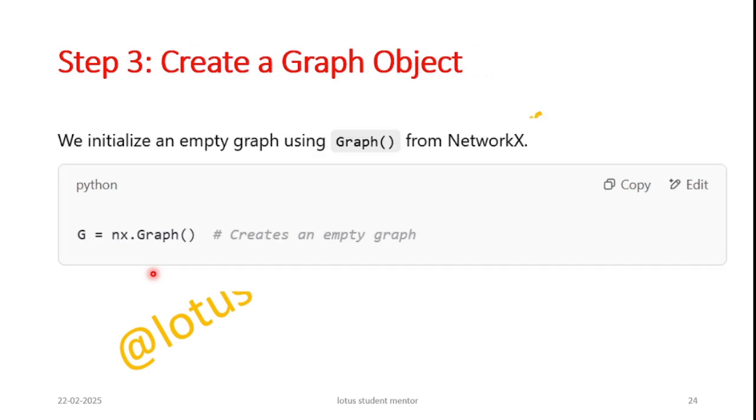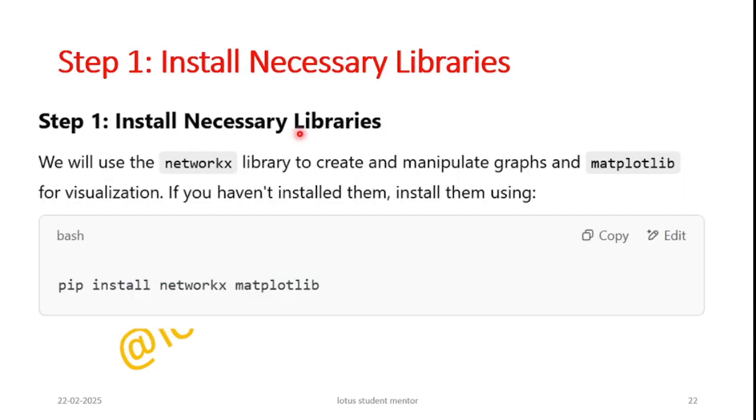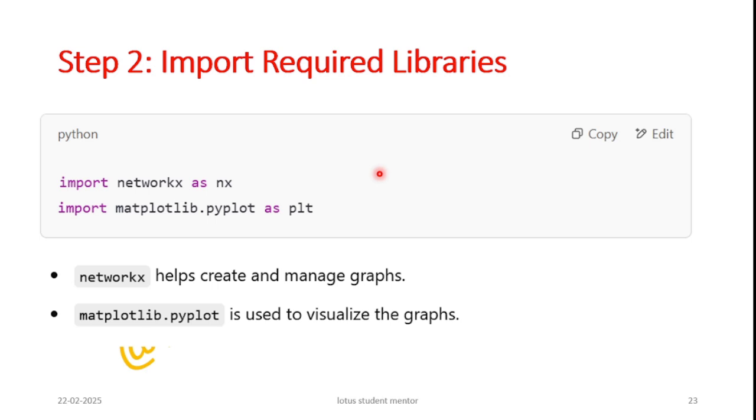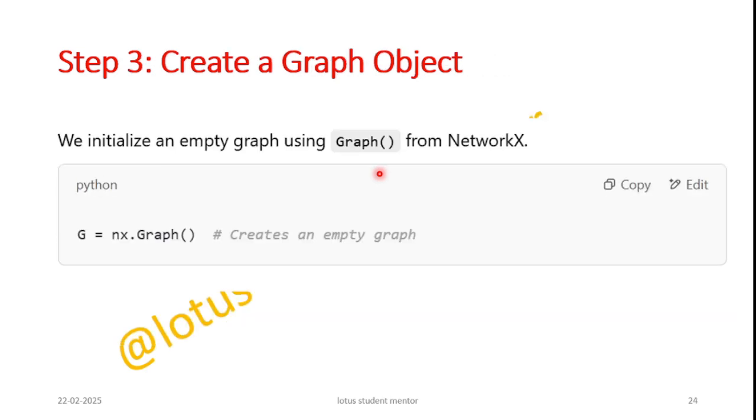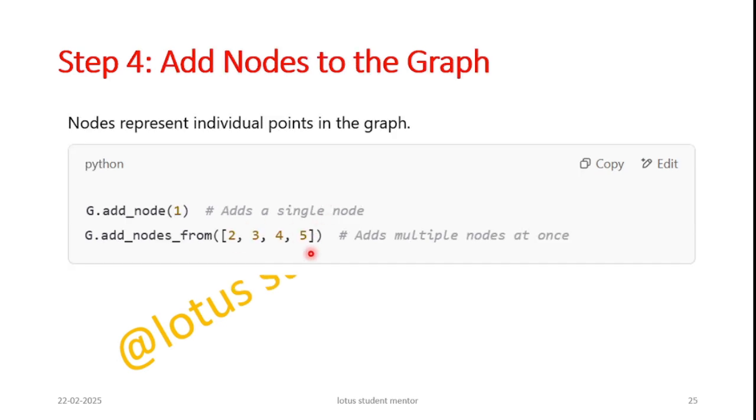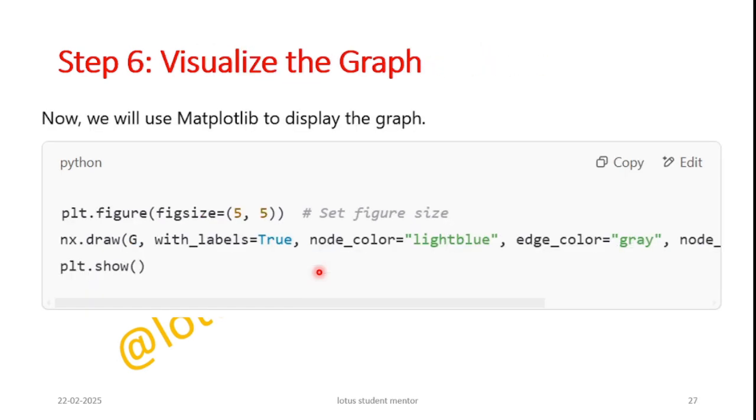There are 6 steps. What is step 1? Let us go back. Step 1 is install necessary libraries, networkx and matplotlib. Next, importing. We have to import networkx and matplotlib, and we have to create a graph object. Step 4 is add nodes to the graph. Step 5 is add edges to connect nodes, and step 6 is visualize the graph.